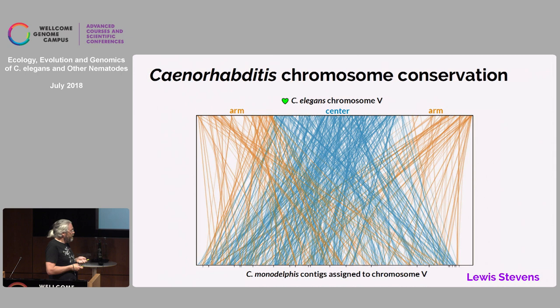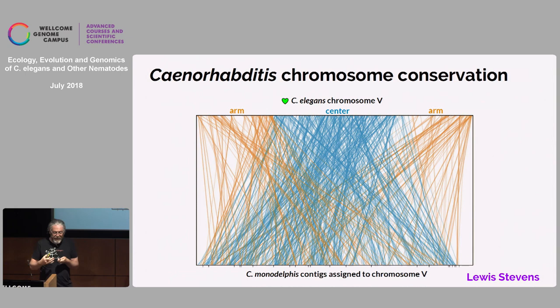However, Lewis produced this graph, which is completely befuddling. Remember, the genes in the center are the ones that are conserved, and they have conservation right back to yeast. So the genes in the centers tend to be more conserved than the genes in the arms. But if you map the monodelphus contigs assigned, in this case, to chromosome 5, compared to C. elegans chromosome 5, and you order the C. monodelphus contigs as best you can by, for example, the median position of all their genes, you see this horrible knitting pattern, which suggests that the center in monodelphus must be different from the center in Caenorhabditis elegans.